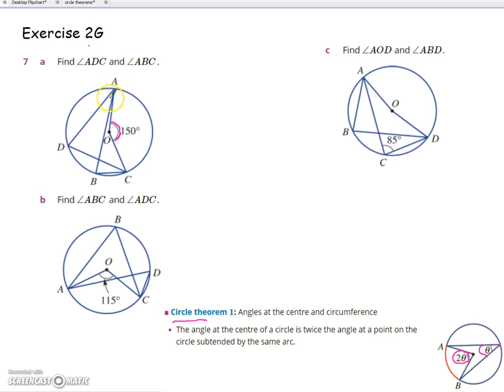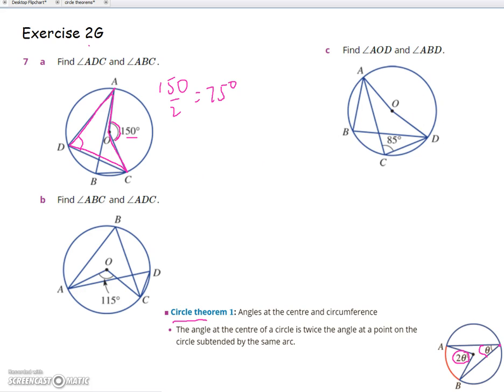Okay, now I've got two different triangles, for want of a better word, here, and it gets a little bit confusing. Let's first of all just have a look at this one, ADC. There it is here. 150 out in the centre, which means this is half of 150. Half of 150, 75 degrees, so that's 75 there.